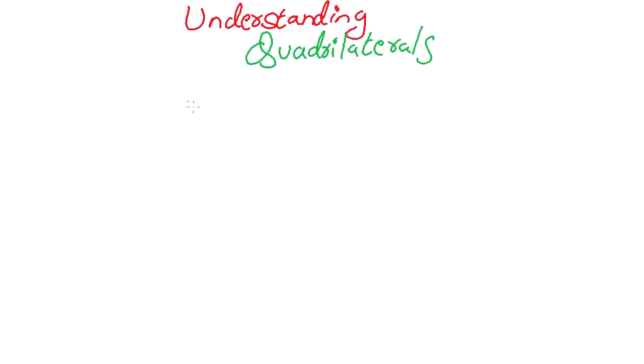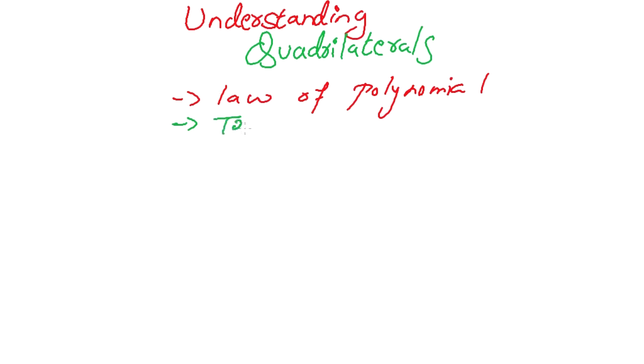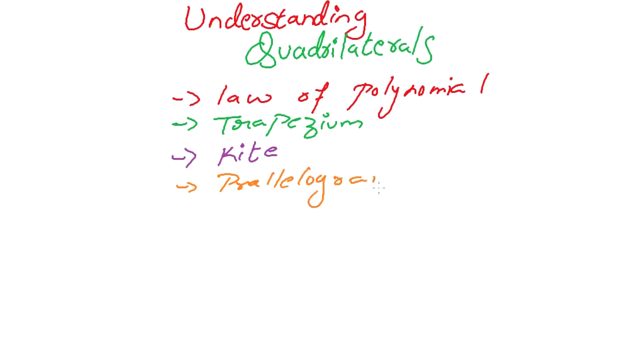In this video, for understanding polygons, let us learn about the exterior angle property for polygons. Then let us learn about trapezium. And then let us learn about kite. And then let's learn about parallelogram. Now let us start with the first topic.